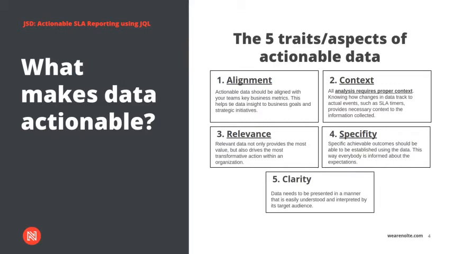Knowing how changes in data track to actual events, such as expiring SLA timers, provides necessary context to the information collected. Number 3 was relevance. Relevant data not only provides the most value, but it also drives the most transformative action within an organization. Number 4 was specificity. Specific achievable outcomes should be able to be established using the data. This way, everybody is informed about the expectations. Number 5 was clarity. Data needs to be presented in a manner that is easily understood and interpreted by its target audience.